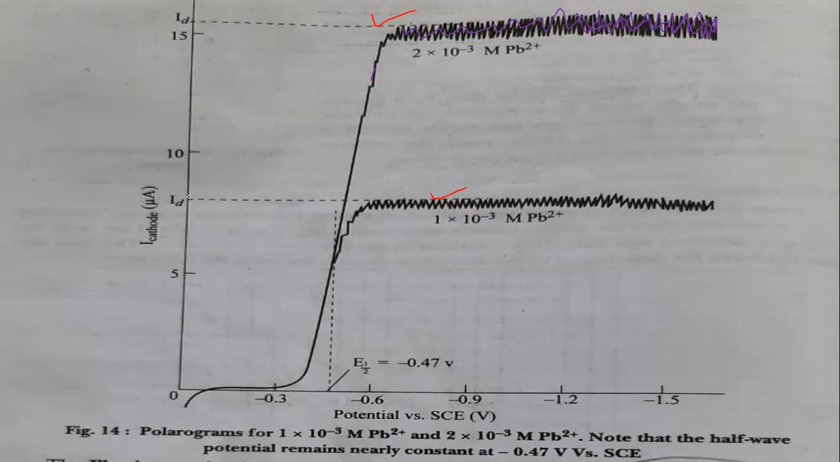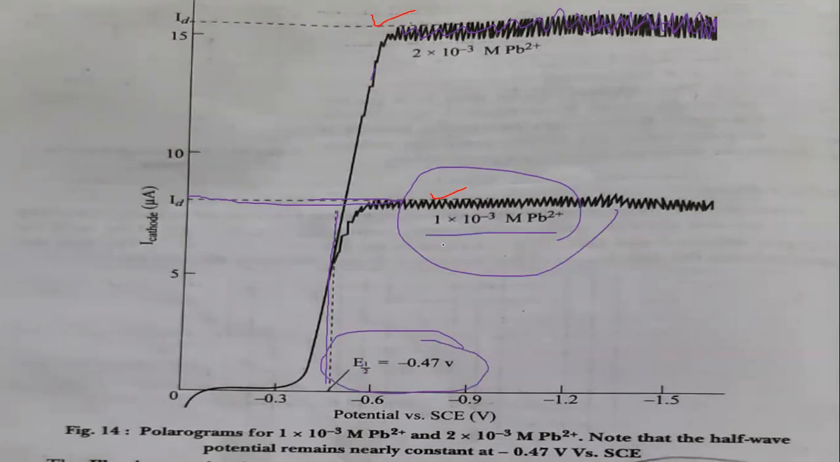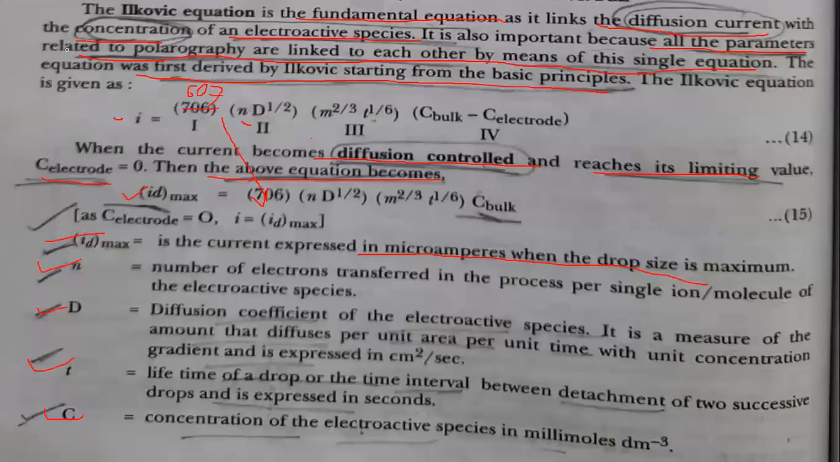This is the half wave potential. From here we can put a line. This is the half wave potential of the Pb2+ ion. So whenever you see such a half wave potential under the conditions provided here, you can say that there is a presence of Pb2+ ion in the solution. This is the way by which we can identify different metals from the solution.